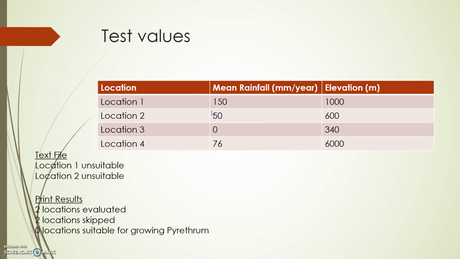Now this is an example of our test values: location, mean rainfall, elevation. Our text file: location 1 is unsuitable, location 2 is unsuitable, and print results: 2 locations evaluated, 0 skipped, and so the end result is 0 locations are suitable for growing.